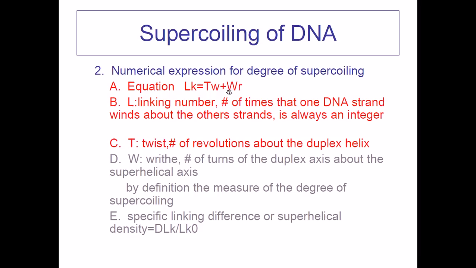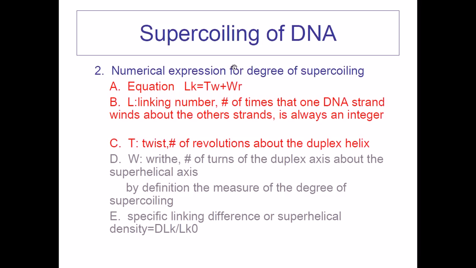Now here, Tw is what is called twist, T for twist, the number of revolutions about the duplex helix. It might be complicated to understand this term. Actually, twist means the number of times one strand of the DNA is wrapped around another strand. It's like the linking number that I've talked about, but actually the twist is the number of crossings between two different strands of the DNA. That's called a twist. And Wr is the number of turns of the duplex axis about the superhelical axis. We'll be talking about it later.